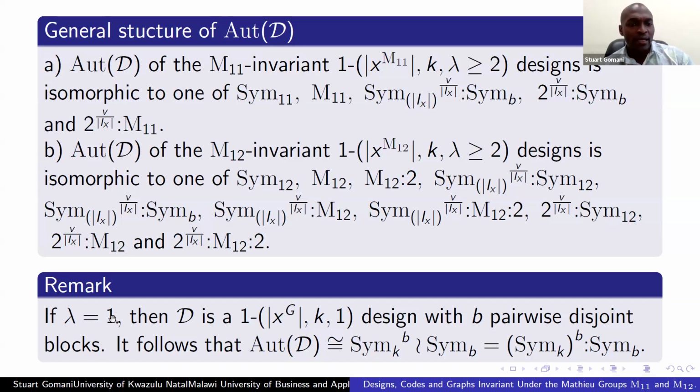Now, if lambda is equal to 1, if you've got a design where lambda is equal to 1, then the structure of the automorphism group of that design is actually just a wreath product of the symmetric group on K points with a symmetric group on B points. So this product turns out to be just the non-split extension of the symmetric group on K points with a symmetric group on B points. So always that's the structure of the automorphism group for lambda equal to 1. For lambda greater than or equal to 2, then those are the variations that appear for the automorphism group of the designs.